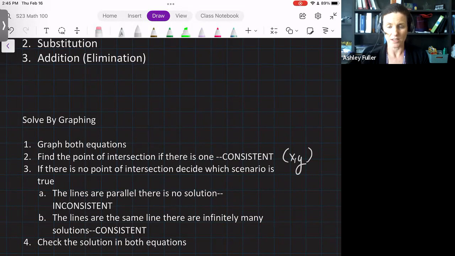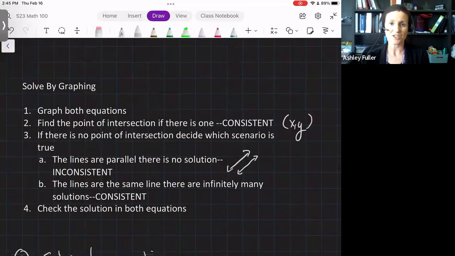Next, we're going to consider if there's no point of intersection. In this case, there are two scenarios that could occur. We could have the lines being parallel, where they never cross, and in that case, there is no solution, and it's considered an inconsistent system. However, there's also a scenario where the lines are actually the same line, and in that case, there are infinitely many solutions, and this is called a consistent system.